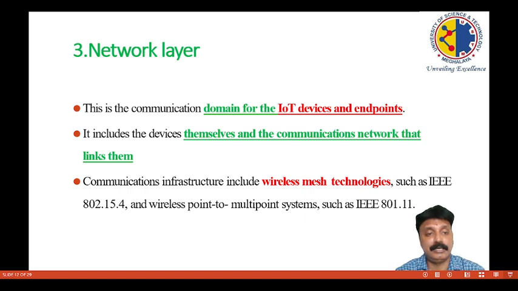Now the network layer. This is the communication domain for the IoT devices and endpoints. It includes the devices themselves and the communication network that links them. Communication infrastructure includes wireless mesh technologies such as IEEE 802.15.4 and wireless point-to-point or multipoint systems such as IEEE 802.11.